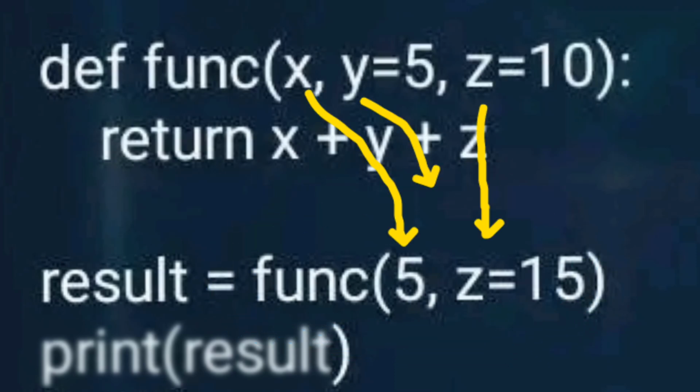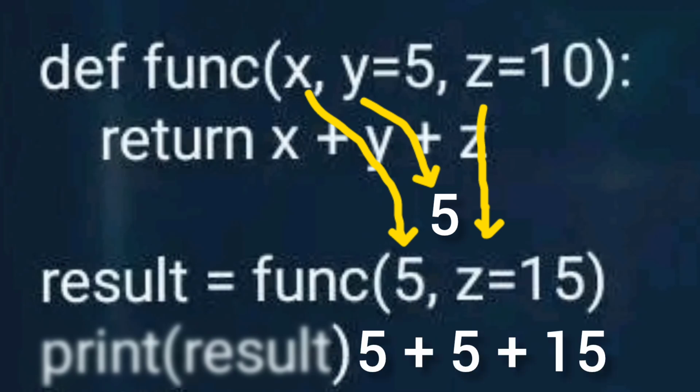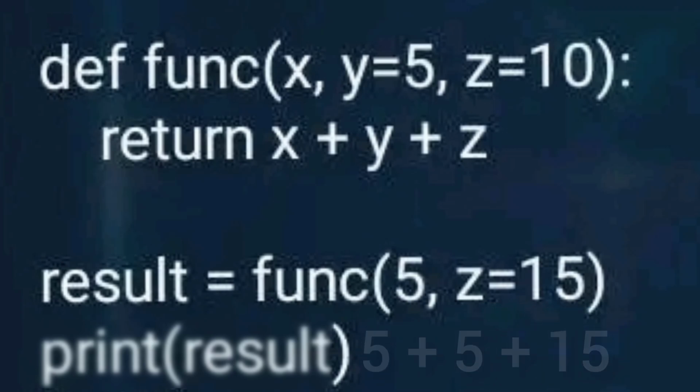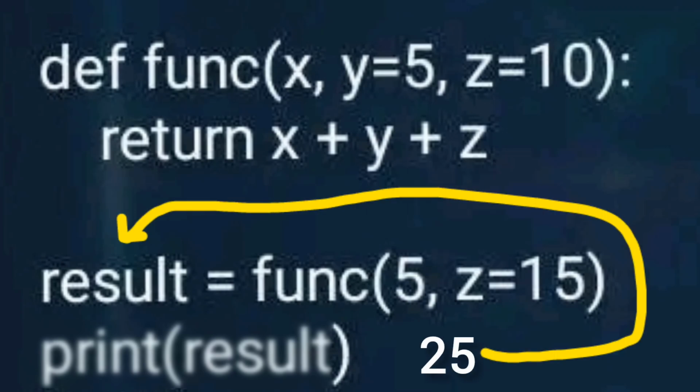Here the function is called with no explicit value assigned to the parameter y. And since the default value of y is 5, the function is going to assume that the value of y is 5. So going by the definition of the function, the return value is going to be 5 plus 5 plus 15. 5 for the x, the other 5 for the y, and the 15 for the z. And I believe the result is 25. And 25 is going to be assigned to the variable results.